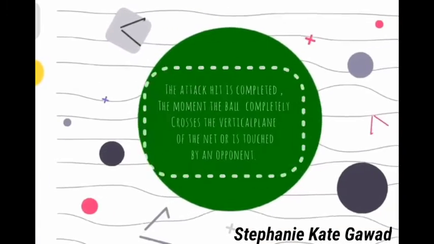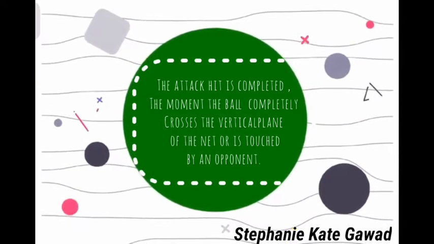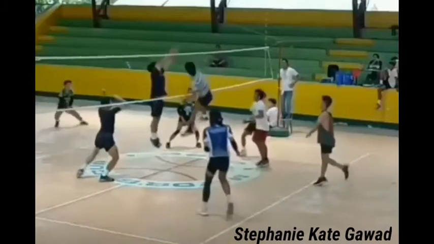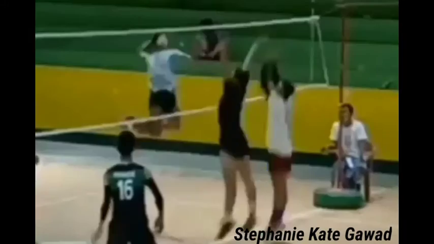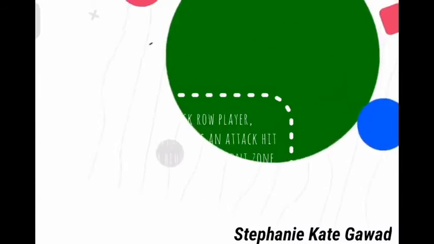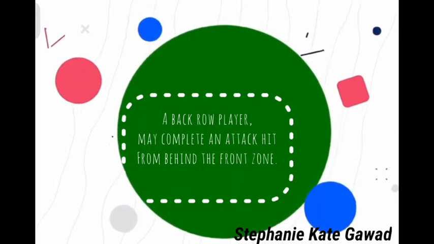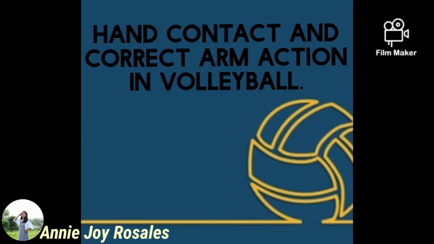The attack hit is completed the moment the ball completely crosses the vertical plane of the net or is touched by an opponent. A back row player may complete an attack hit from behind the front zone. Hand contact and correct arm action in volleyball. One of its important aspects is safety. This is applied in the game to avoid injuries as much as possible.